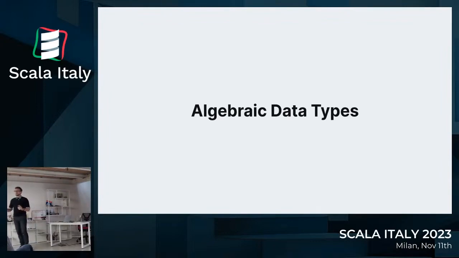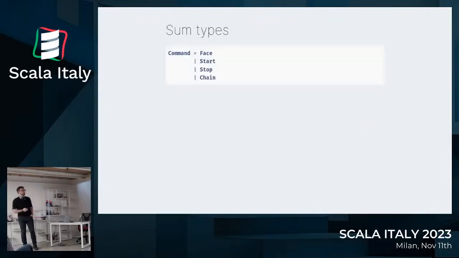But before I do that, everything clear so far? No question? OK. So an algebraic data type. What we've written so far, command, is an algebraic data type. Now let's look at it. Command is known as a sum type. A sum type is a face or a start or a stop or a chain, right?